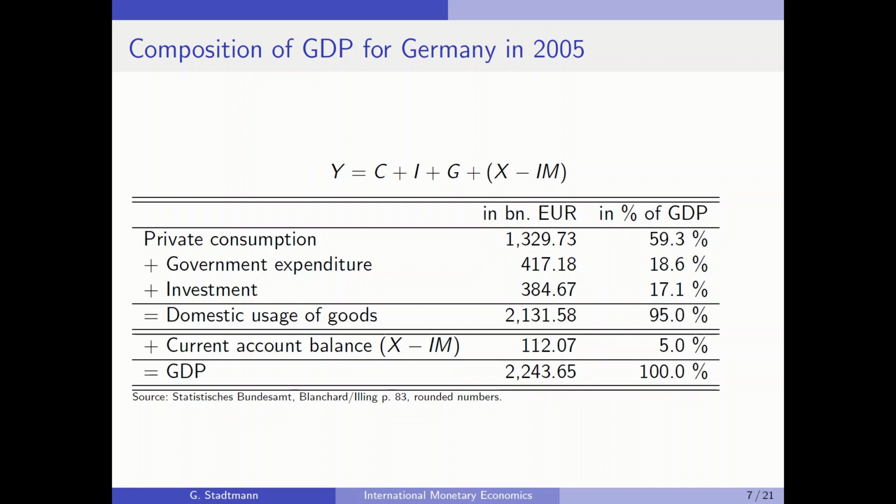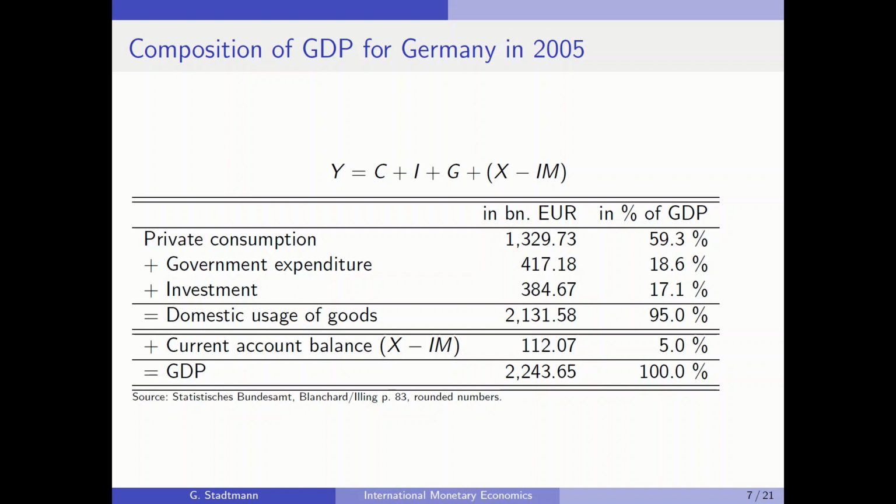So more or less, it is the case that Germany is producing 100 goods, but the domestic usage of goods is only equal to 95. So 5 goods are given away to the outside world. We can also make it a little bit more realistic and say, like Germany is producing 100 cars, 90 cars are used within the economy and 10 cars are exported to the outside world.